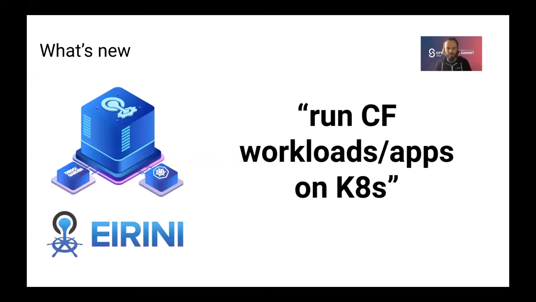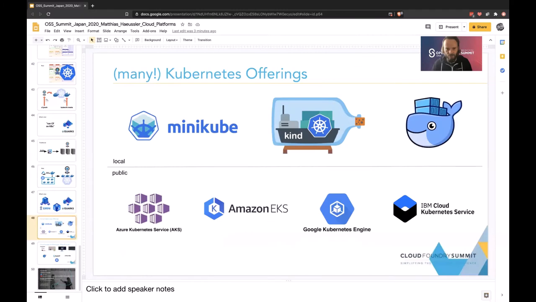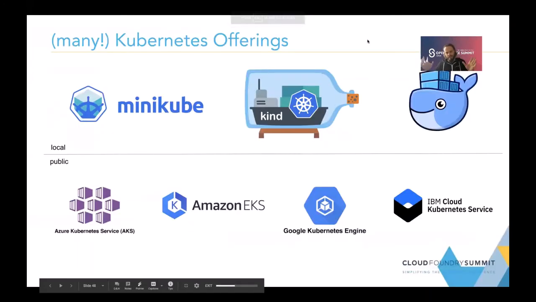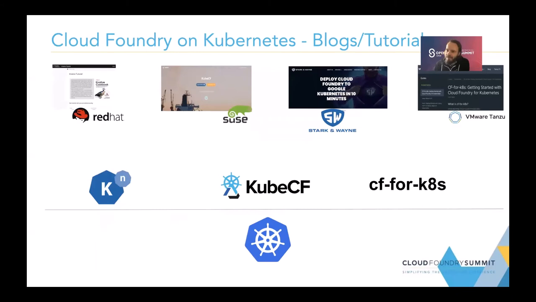Now with that, I will probably stop this one right here because I'm seeing I'm running out of time. I would like to encourage people to try all that, because as I said before, Kubernetes has many different offerings. There's Minikube, there is Kind, there is Docker Desktop, all on a local environment, so you can run them on your machine and just start using them. There are a lot of options for public services, Azure, Amazon, Google, IBM, and many more. And most of them have a free tier where you can start using them and just play around with it.